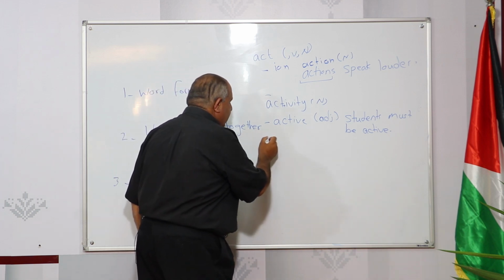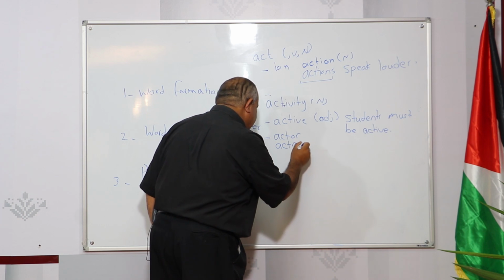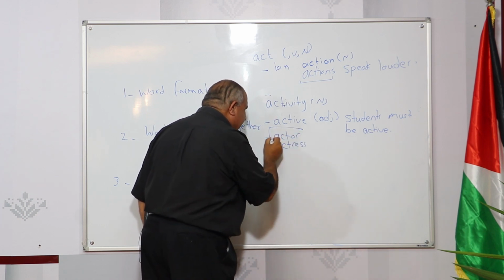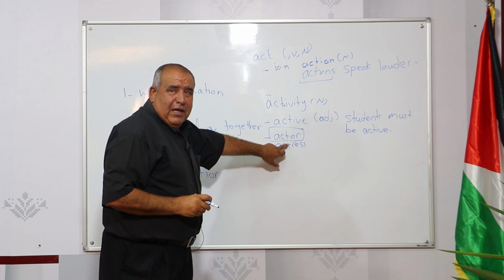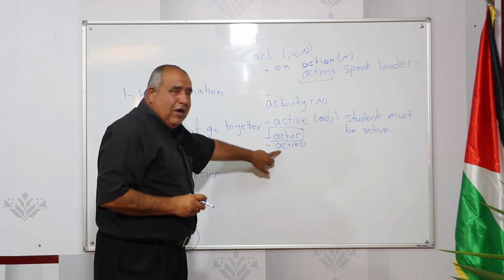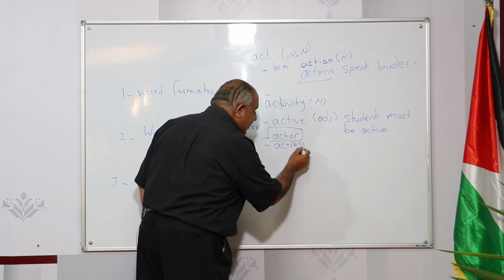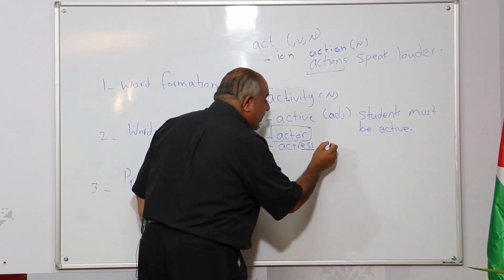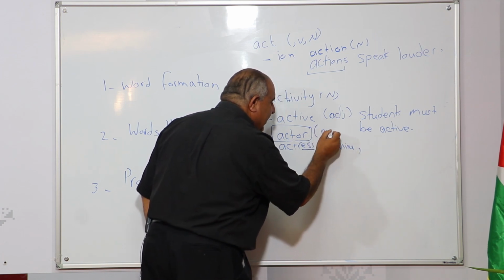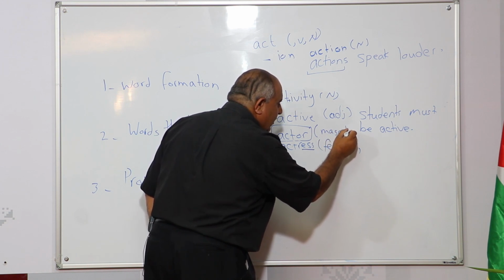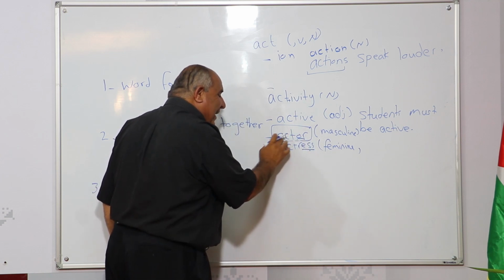Number 4, we have actor or actress. Now, in these two examples, actor is a person who does action and acting. An actress is also a person who is doing acting. But this suffix reflects what is called feminine, for women, and this one is masculine, which means for men. Then these are two suffixes which change the verb act into a noun.